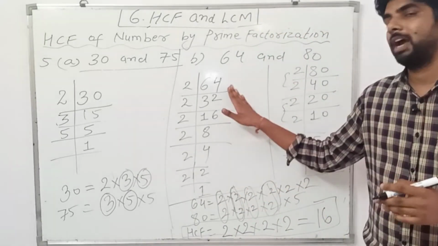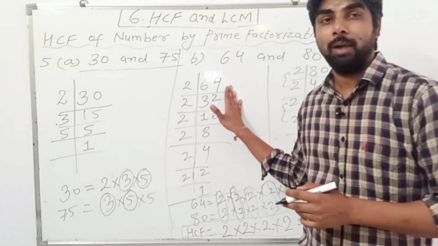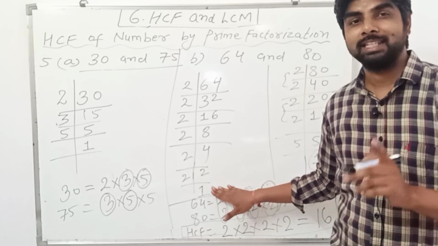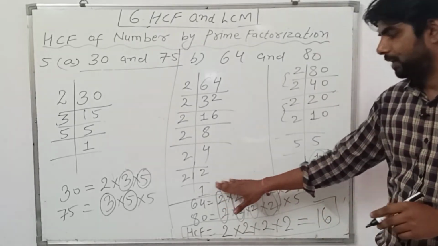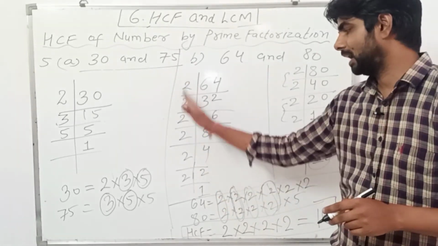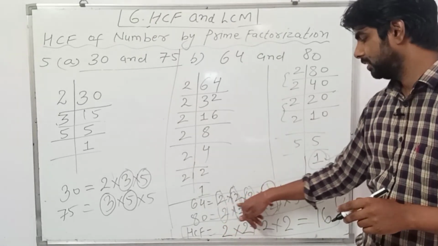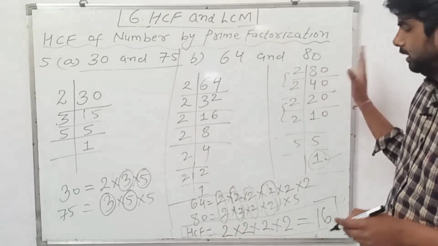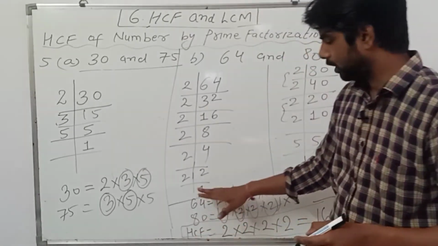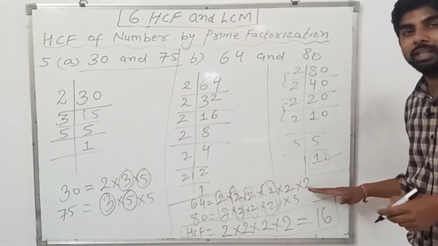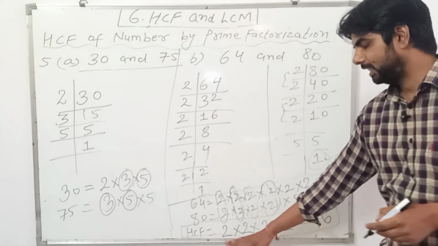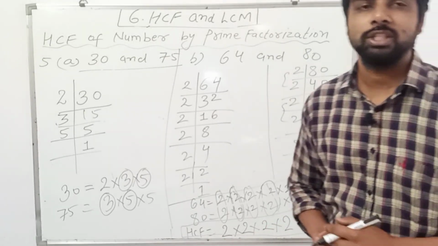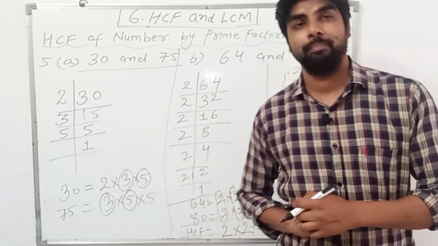In this method we have to divide this number with the help of prime numbers, until we get 1 as our quotient, and when we get 1 as our quotient we will write them as a product of the number, and we will find out the common numbers between both the products and multiply them to get the SCF. So this is known as prime factorization method. Okay.